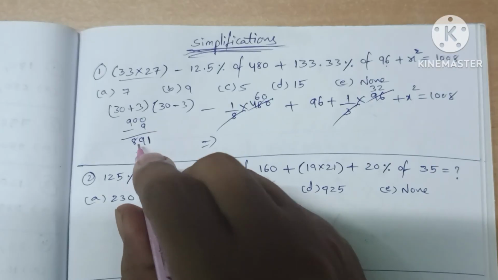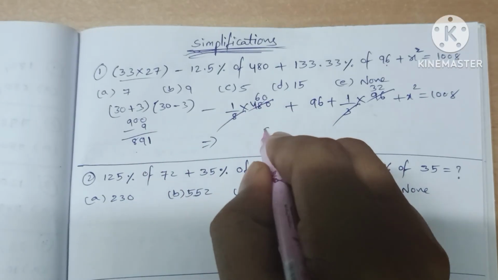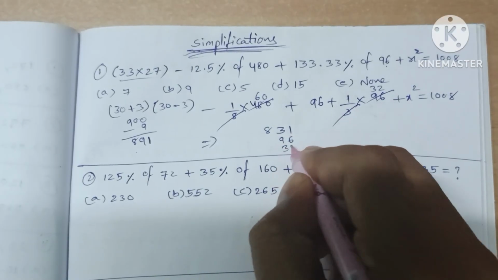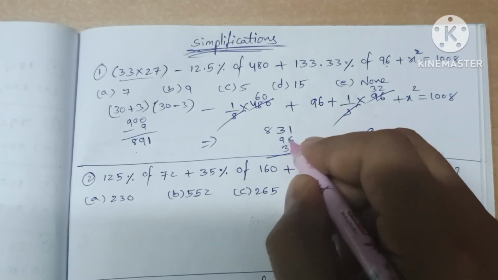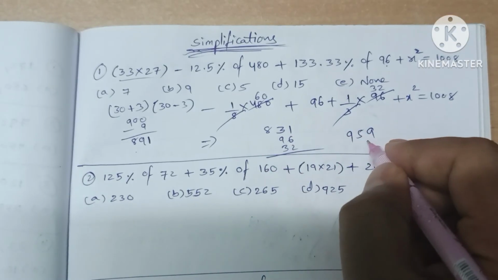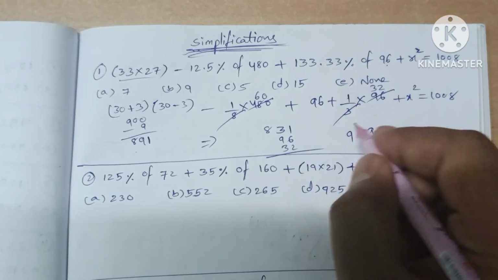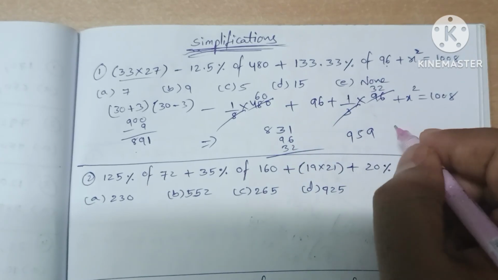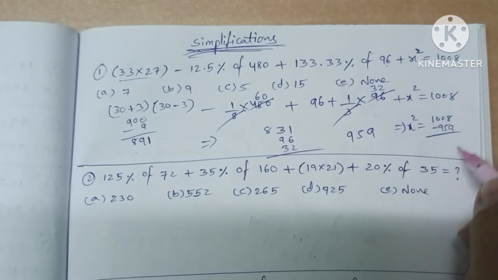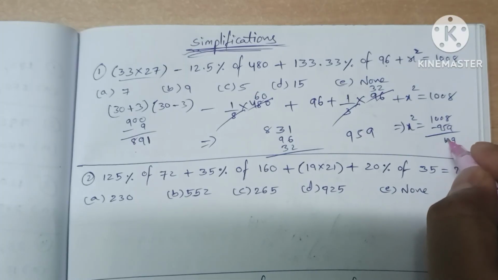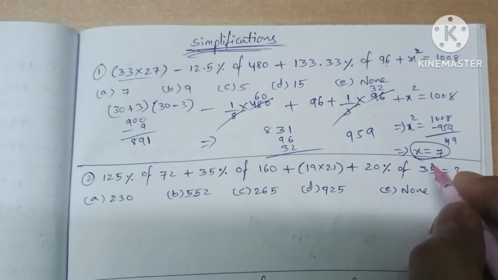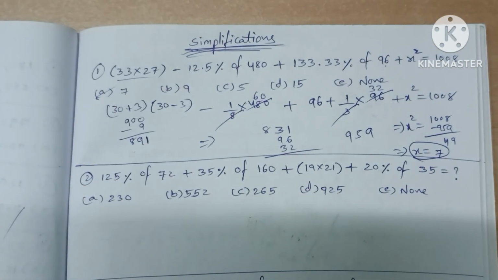So we have 891 minus 60, which will be 831. 831 plus 96 plus 32, which will be 959. This whole 959 comes this side with minus. Therefore, x square is equals to 1008 minus 959, which will be 49. So x is equals to 7 is our answer. Option A.